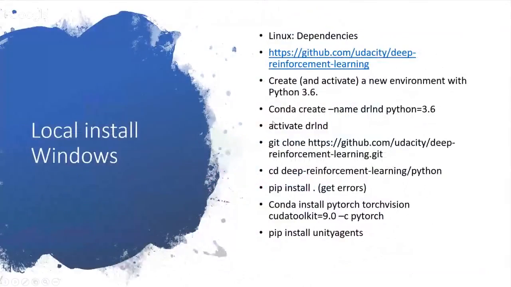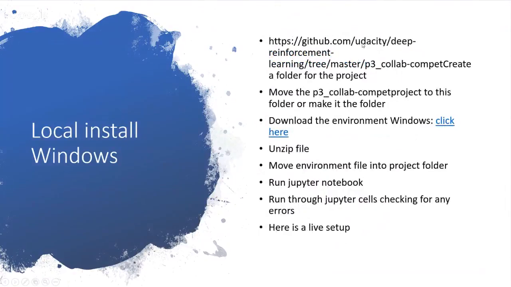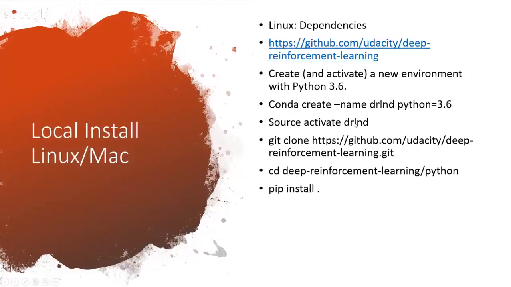Okay, next is local install. So basically, if you want to install, go to the Udacity Deep repo and run through this. Create a new environment, clone it, go into the Python folder, and pip install. You might get some errors, then you might have to do a pip install for Unity agents. Then move to the complete project folder, download the environment, unzip it, move the environment, run the Jupyter Notebook, and run through the cells. Very simple. Linux is even simpler.